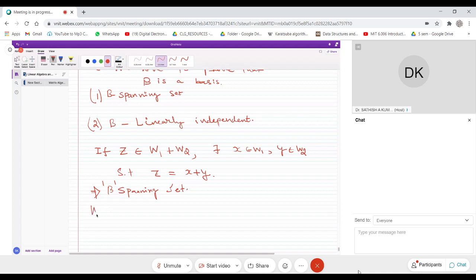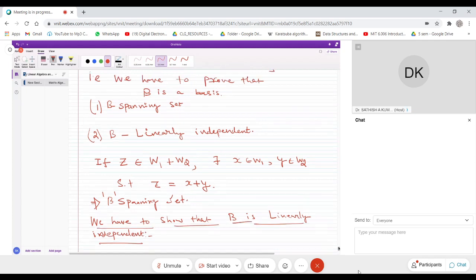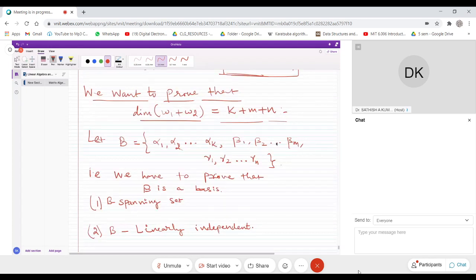So now we have to show that B is linearly independent. Linearly independent means you have to consider the linear combination. B is nothing but what? Alpha 1 to alpha k, beta 1 to beta m, gamma 1 to gamma n. So we have to first consider the linear combination.